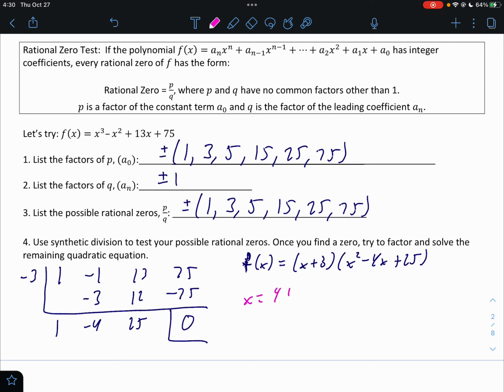And we would get 4 plus or minus square root 16 minus 100 over 2. So that's 4 plus or minus the square root of negative 84 over 2, which is 4 plus or minus 2i root 21 over 2, which is 2 plus or minus i root 21. So our answers here are negative 3 and then our imaginary answers, but we only want to talk about the real answers here when we're talking about zeros. So we have 3 answers, but only one is real, and that would be negative 3.